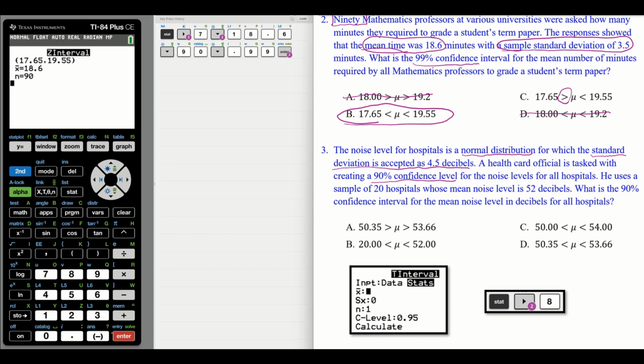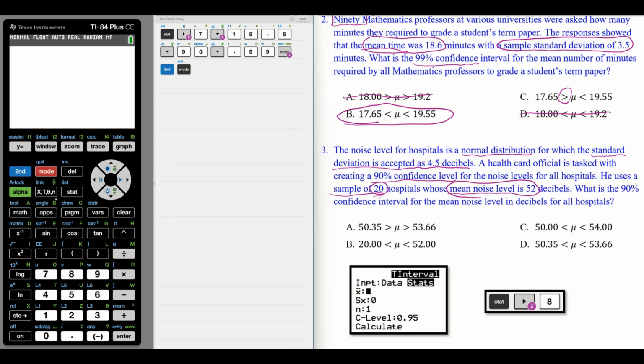He uses a sample of 20 hospitals whose mean noise level is 52 decibels. What is the 90% confidence interval for the mean noise level in decibels for all hospitals? Okay, that was a mouthful. All right, I'm going to get out of this and press stat, arrow over twice.